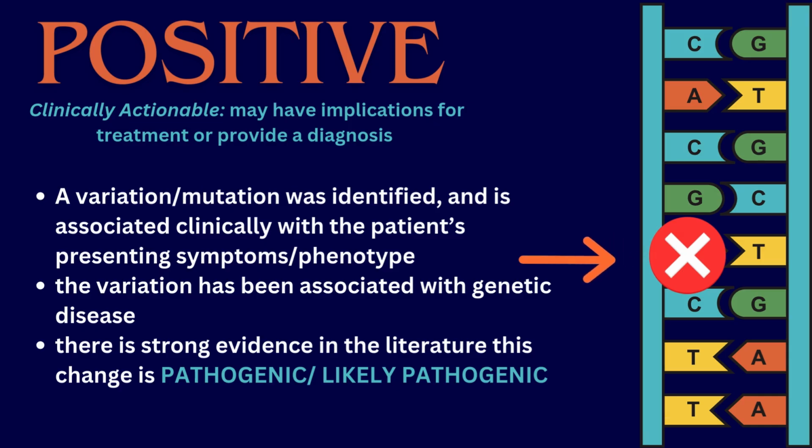A variation, also described as a mutation, was identified through the genetic testing. This variation is known to be associated with genetic disease, and there is strong evidence in the literature or in the lab that this change would be pathogenic, or disease-causing.